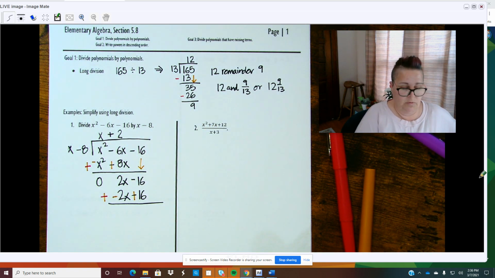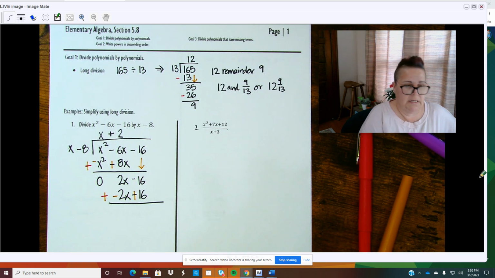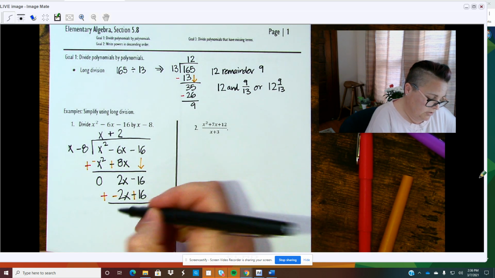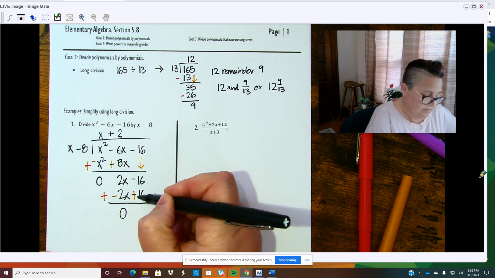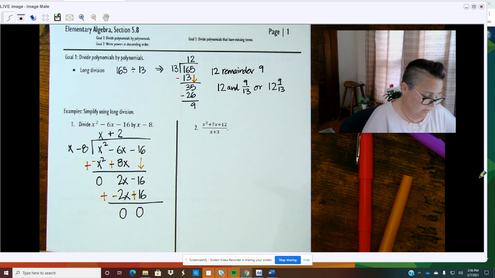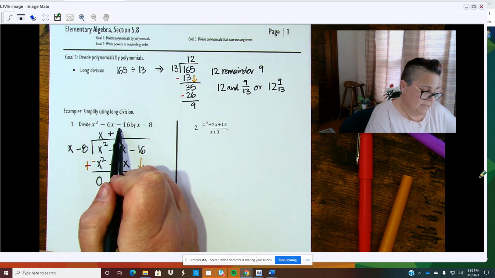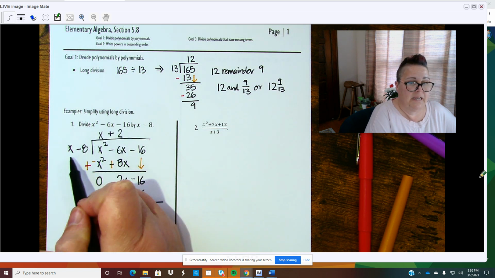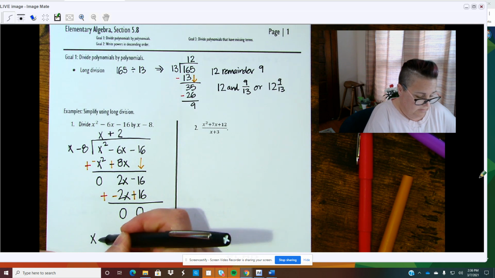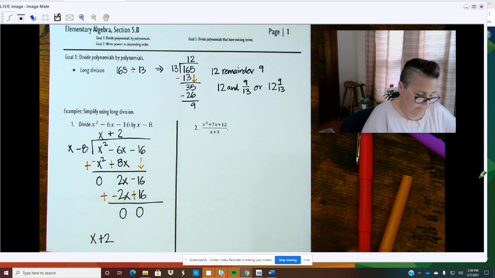I'm using multiple colors to keep my steps straight. Now I have 2x minus 2x, which is 0, and negative 16 plus 16, which is 0. So if I were to divide x squared minus 6x minus 16 by this x minus 8, the result is x plus 2.